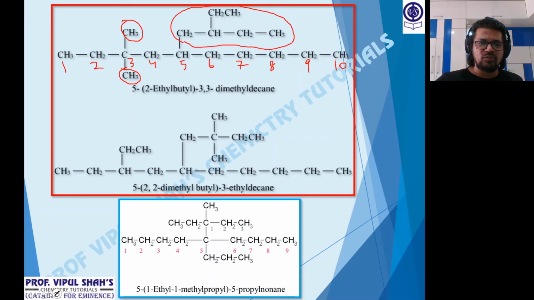Now at 5 I have a big branch. I need to number this branch. Okay. Because then only I will get a clear position. So at 5 I start numbering. 1, 2, 3, 4. And I have a branch here. Okay. So how do I name it now? First of all, at the position 5, what do we have? At 2 this group is ethyl, so 5, 2 ethyl butyl.